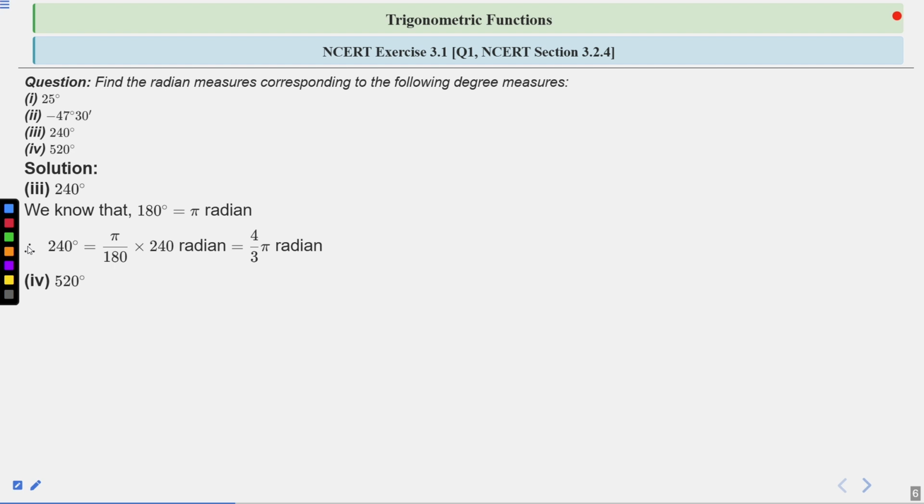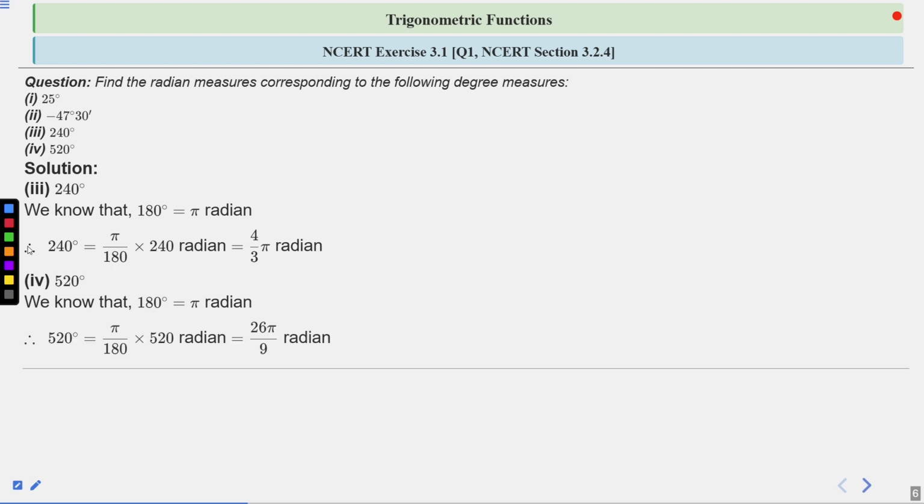Clear? Now for part 4, which is 520 degree, we know that 180 degree is equal to pi radian. So 520 degree is equal to pi upon 180 into 520 radian, which is equal to 26 pi upon 9 radian.